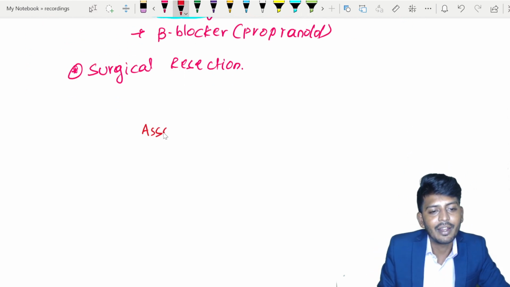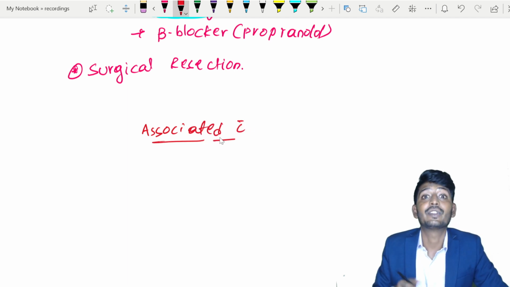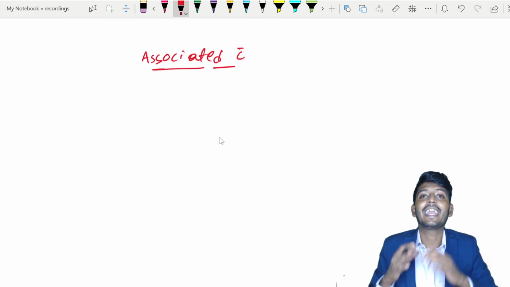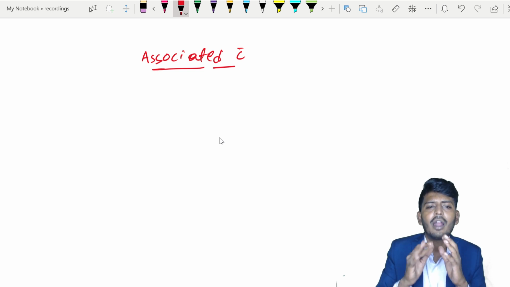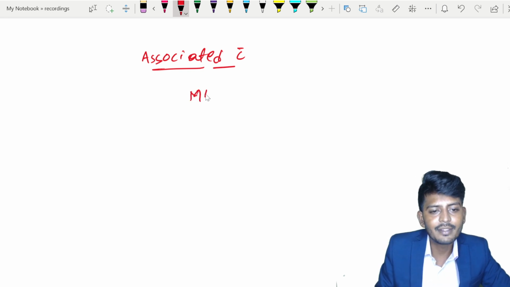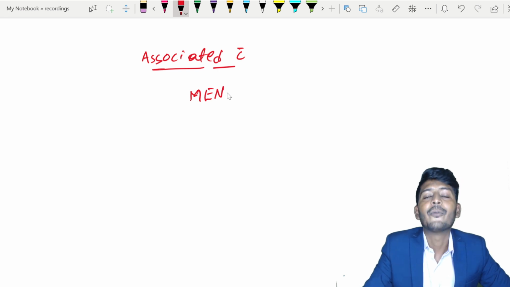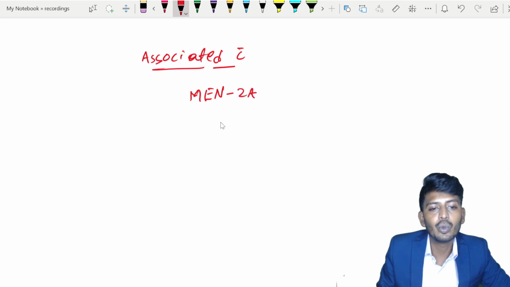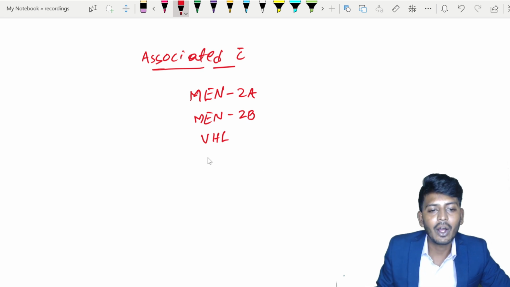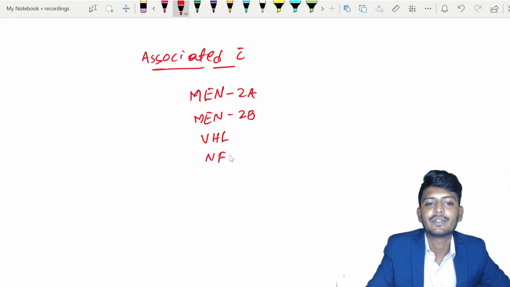Pheochromocytoma associated conditions. Sir, why did you not discuss this earlier? This is associated with which diseases? This is possibly a very important MCQ-based topic, that's why I have put it last. All of you should remember it is associated with MEN syndrome. What is MEN? Multiple endocrine neoplasia, type 2A and MEN type 2B. It is also associated with von Hippel-Lindau disease, and also with neurofibromatosis.